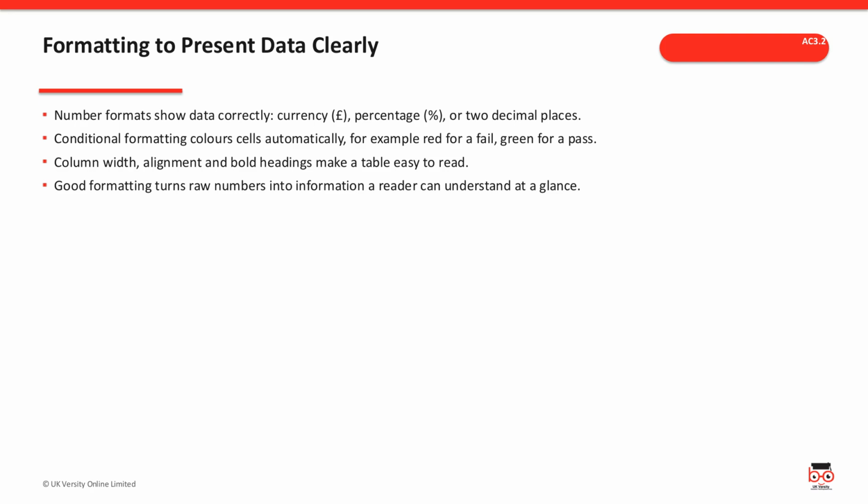Once the numbers are right, formatting helps them speak. Number formats show data as it should read: currency with a pound sign, proportions as a percent, or measurements to 2 decimal places. Conditional formatting colors cells automatically, say red for a fail and green for a pass, so patterns jump out. And simple touches, column width, alignment, bold headings, turn a wall of figures into a table someone can actually read at a glance.